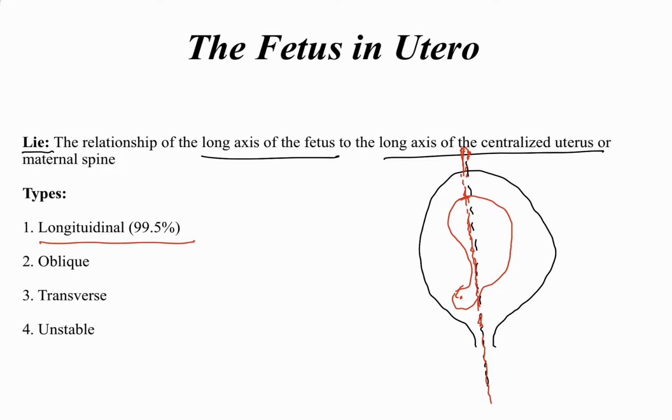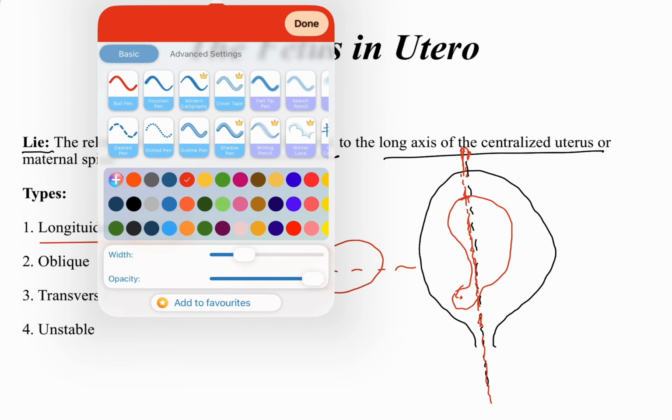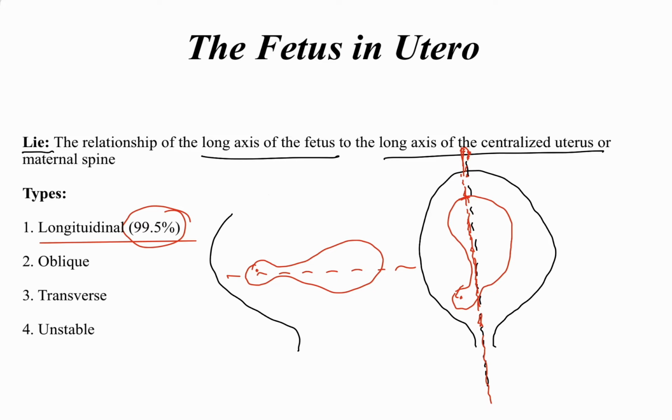And when the long axis of the fetus and the long axis of the uterus are in the same line, this is known as the longitudinal lie, which is seen most commonly, in 99.5% of cases. But sometimes the fetus may lie transversely like this, across the long axis of the uterus. In this case, this is the long axis of the uterus, and the fetus is lying transversely. The long axis of the fetus is at an angle of 90 degrees with the long axis of the uterus. So this is known as transverse lie.